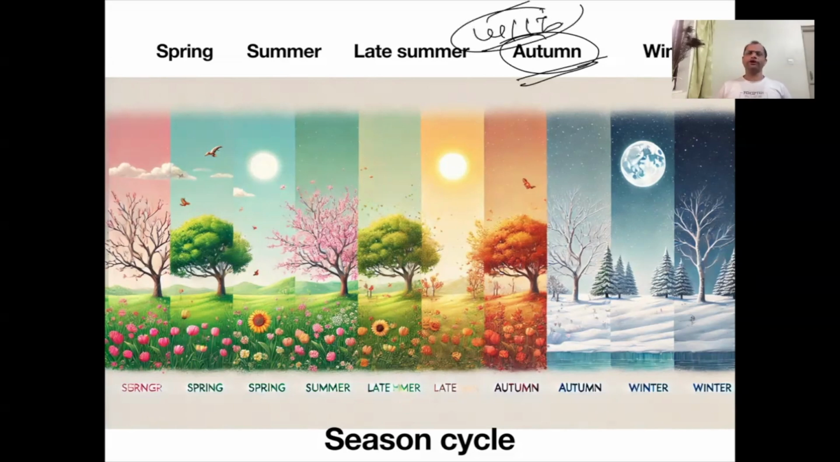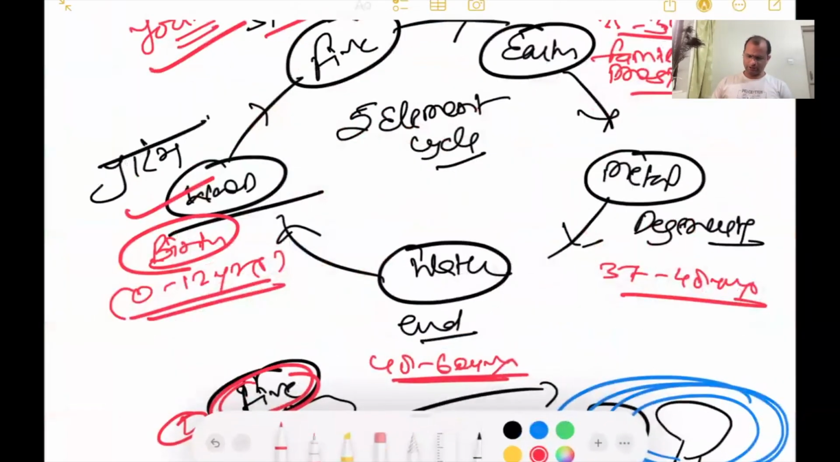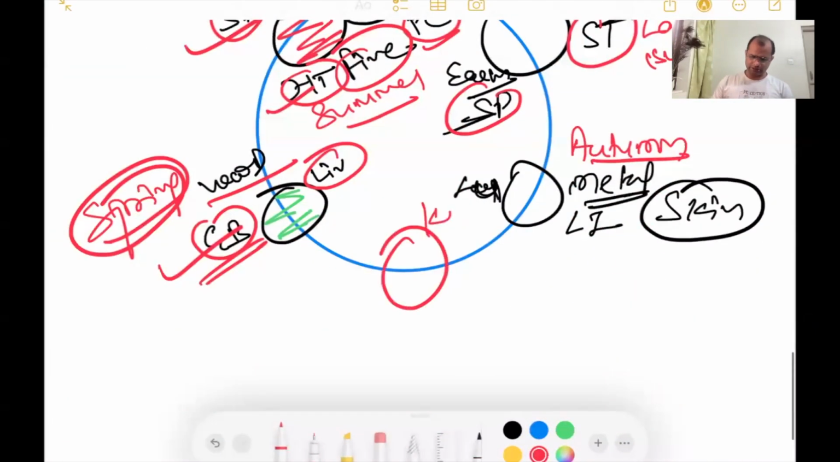And finally, winter. Then the winter season is coming. We know the winter season. सर्दी की ऋतु है. Okay. The winter means water element. So wood, fire, earth, metal, and water. Winter means water element. If the person is suffering with a problem in the winter season, we have to work on the water element. The meaning of water element is kidney and UB. That is the water.